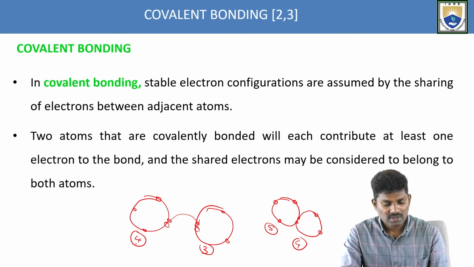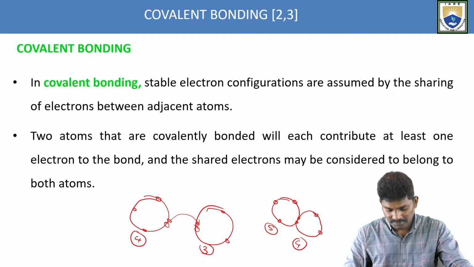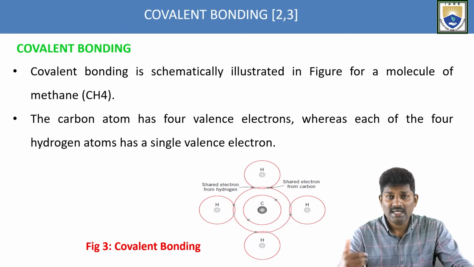So initially it was 4 and now you are getting 5. Initially it was 3 and you are getting 4. So like that, it is sharing the electrons to the adjacent. Now you can see the clear example here.